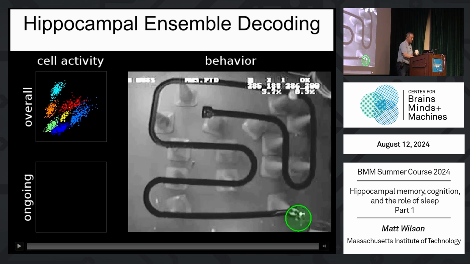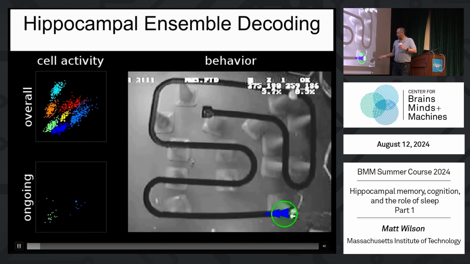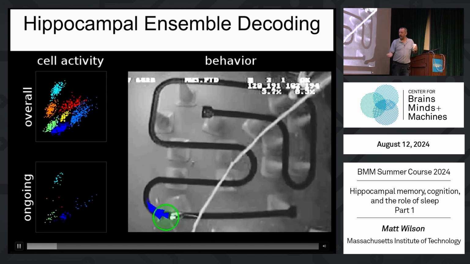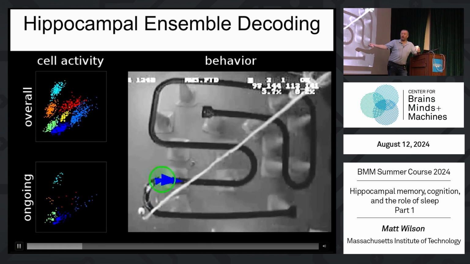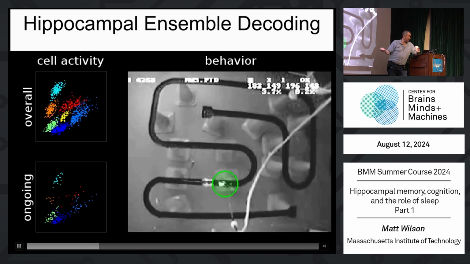And so what you see here is, when I decode activity while the animal's running, the triangle tracks the animal's position. Place cells, place coding. And again, as I said, I can decode down to about 2 centimeters. When the animal stops, the triangles go away, the hippocampus no longer representing current location.